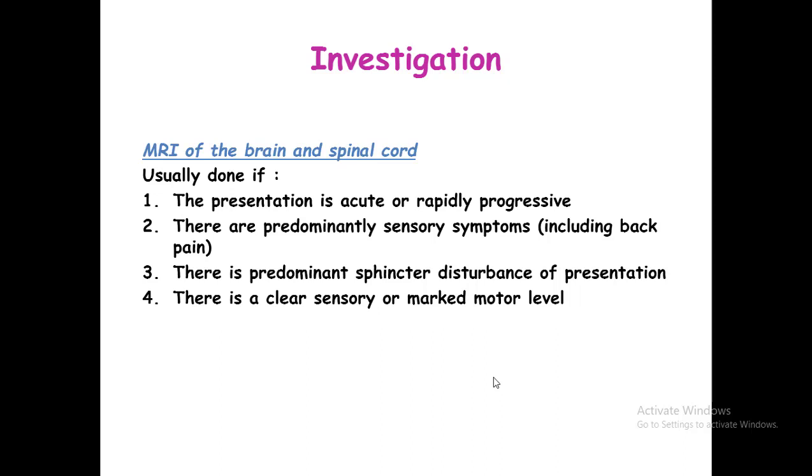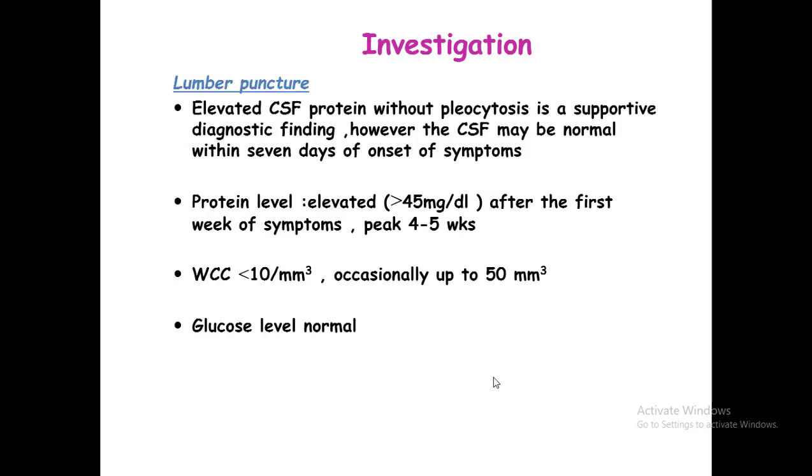Neuroimaging is not indicated in a patient with acute flaccid paralysis and suspicion of Guillain-Barré syndrome, but it is needed and should be considered in the following conditions: when the presentation is acute or rapidly progressive, when there are predominant sensory symptoms, predominant sphincteric changes, or a clear sensory or marked motor level.